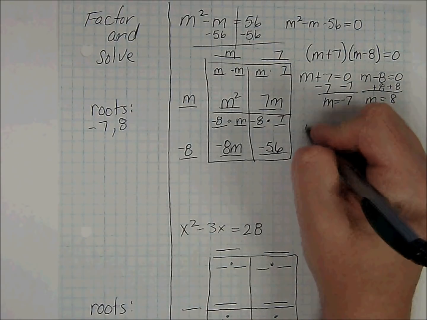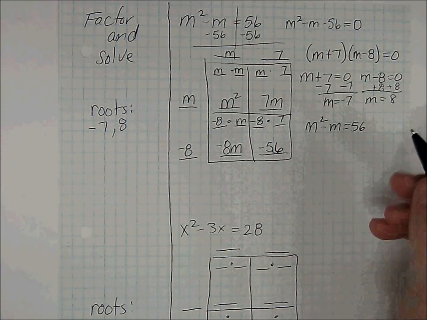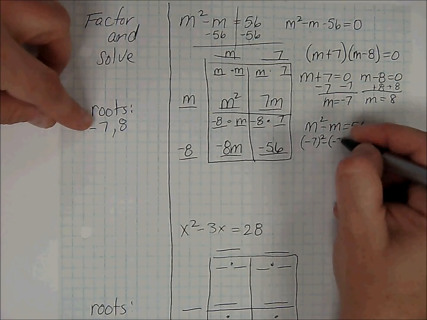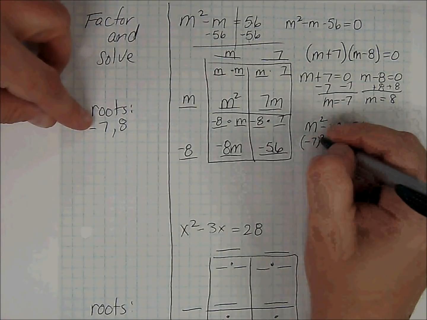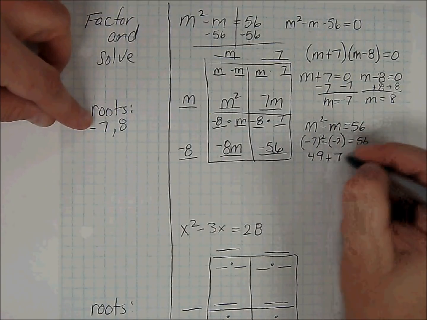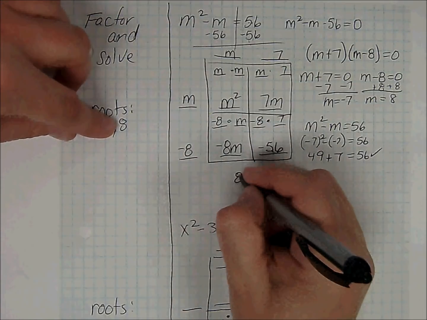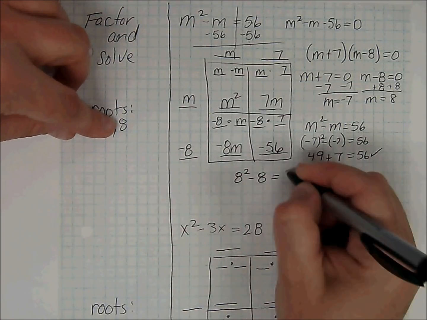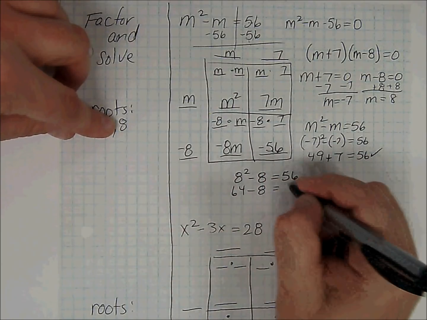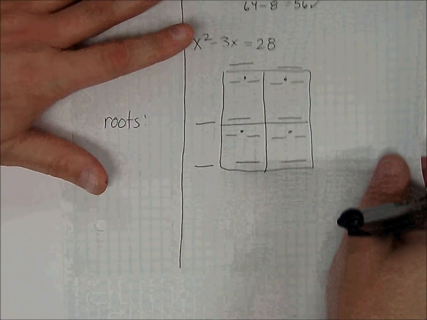Doing my check, m squared minus m equals 56. That's where we started. So we put in negative 7 squared minus negative 7. Negative 7 squared is 49, minus minus is a plus 7, equals 56, and it does. So add in the 8. 8 squared minus 8 equals 56. 8 squared is 64, minus 8 does equal 56. Last problem we're going to do together.